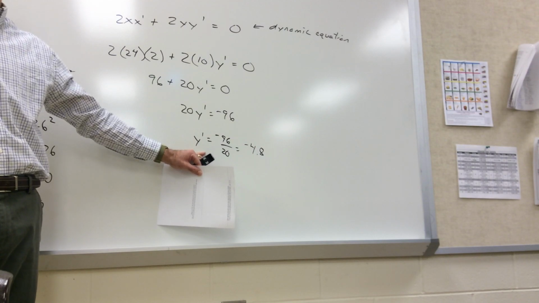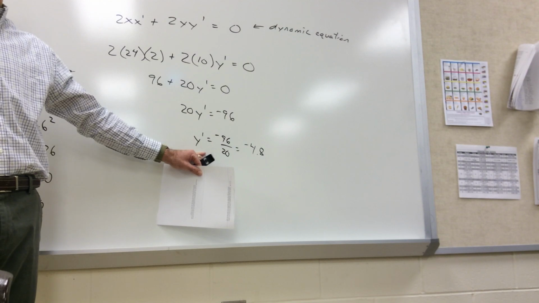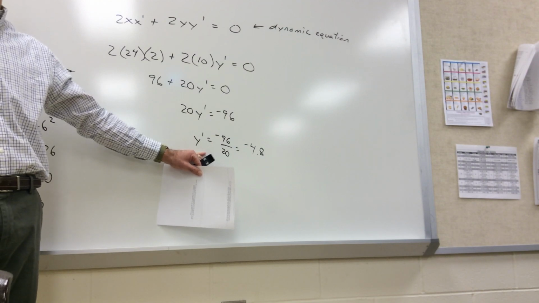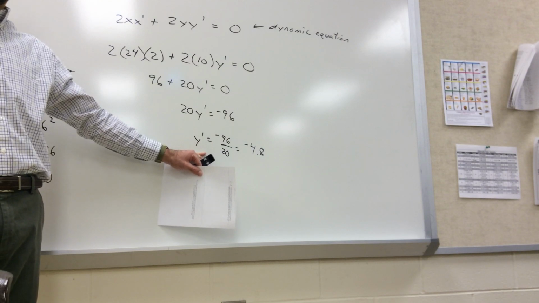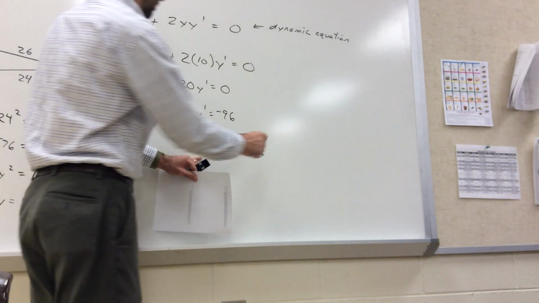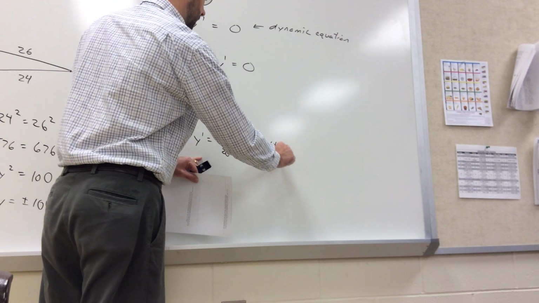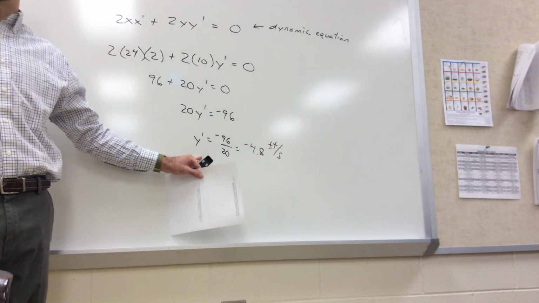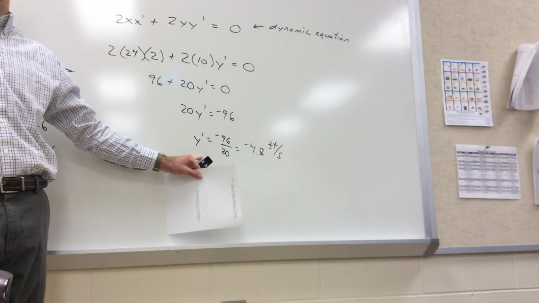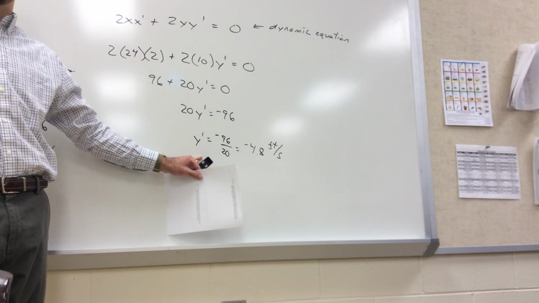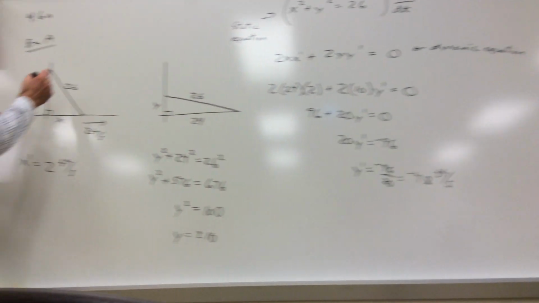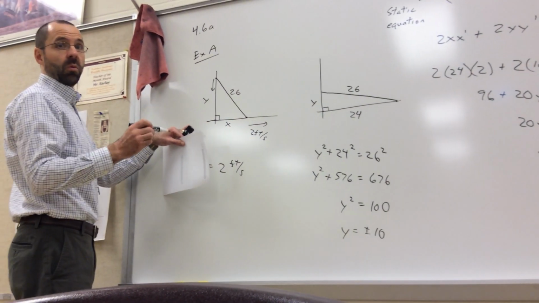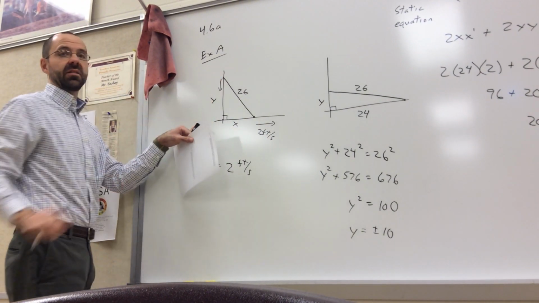So what would the label on that be? Feet per second, good, because y is in feet. And so then y is changing in feet per second. And then does it surprise you that the y prime is negative? No, because the y is getting shorter, right? As the ladder falls down, the y is getting shorter by 4.8 feet per second.